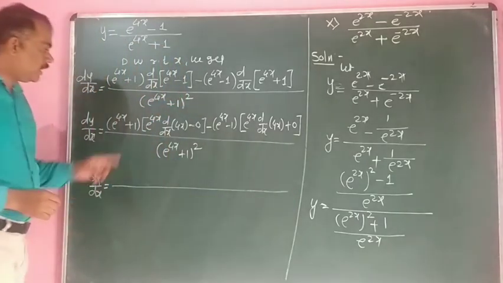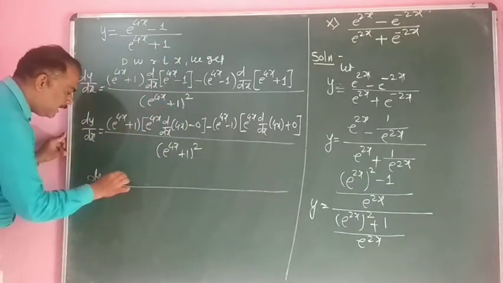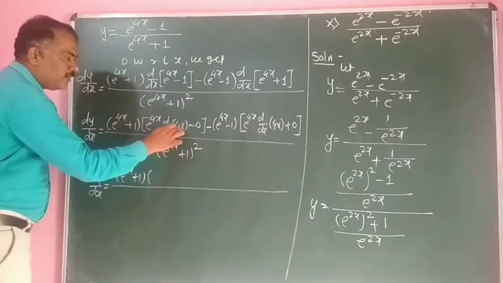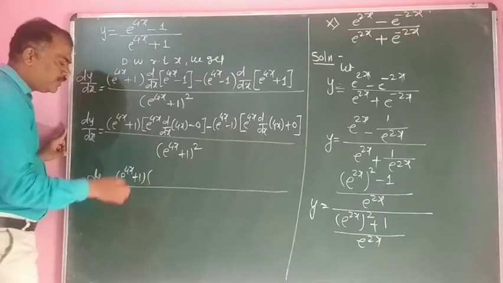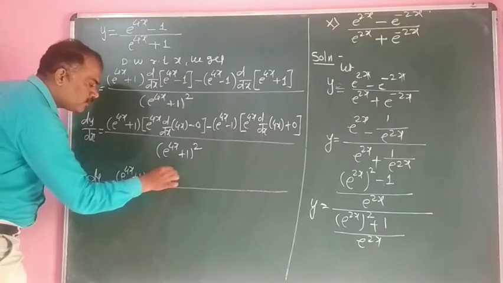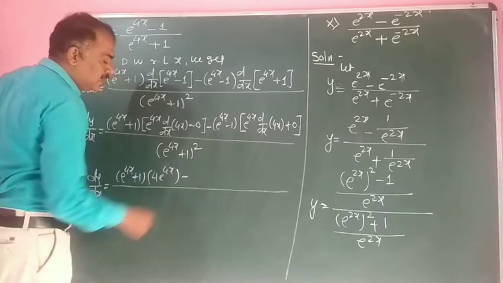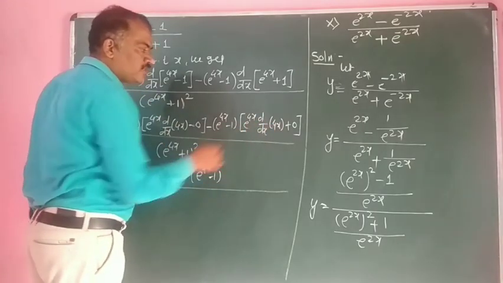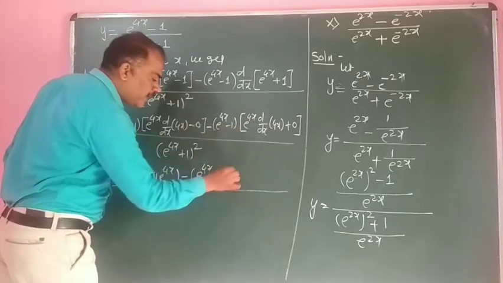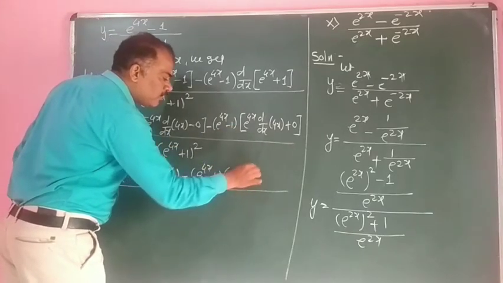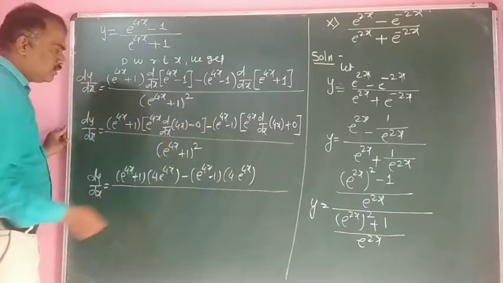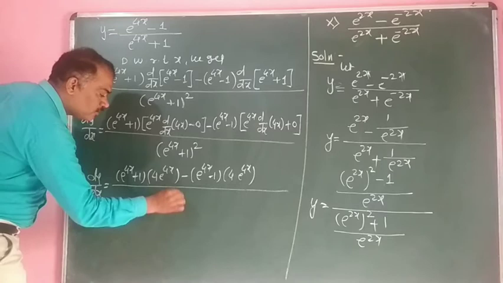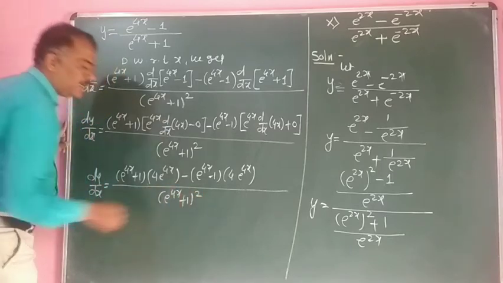Here we get e^(4x) plus 1 into the derivative of 4x, which is 4, so 4 into e^(4x), as it is, minus e^(4x) minus 1 into d/dx of 4x, which is 4, so 4 into e^(4x), plus 0. After addition we get this value divided by (e^(4x) plus 1) squared.